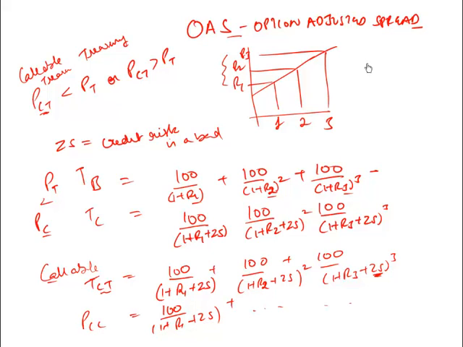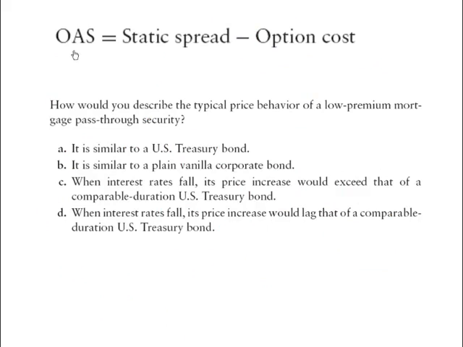So for callable bonds, please remember, the price is low for two reasons. First, because there is credit risk, and second, because there is a call option. So the zero volatility spread has both the call option as well as the credit risk incorporated. That is simply the spread that is added to the spot rates to compute the price of the bond. To calculate the option adjusted spread, remember, the option adjusted spread is a measure of credit risk only.